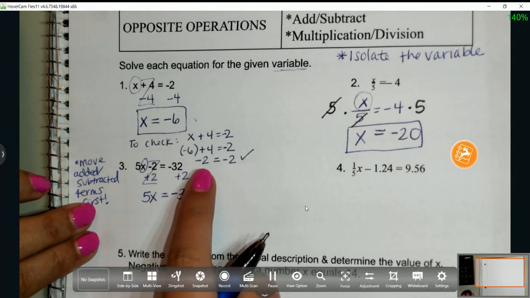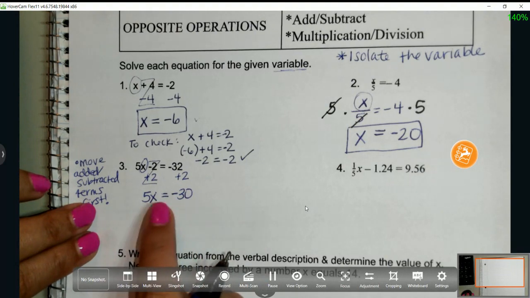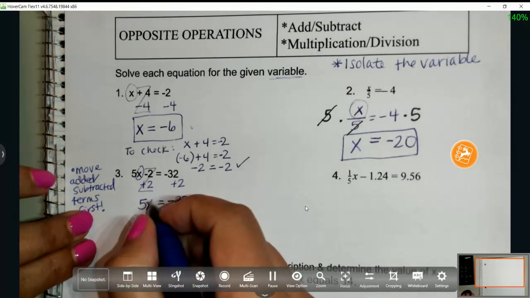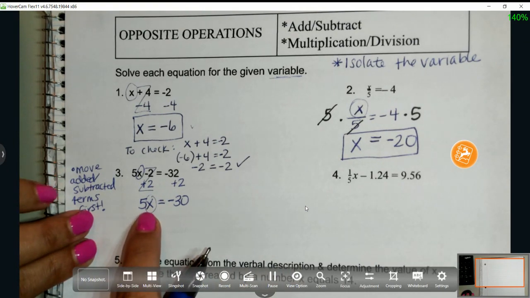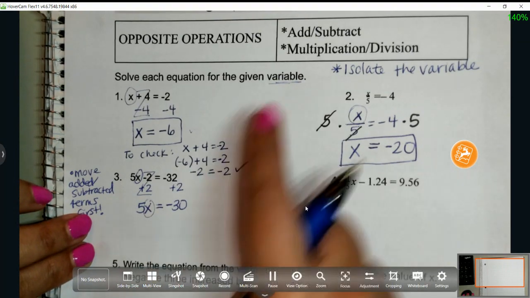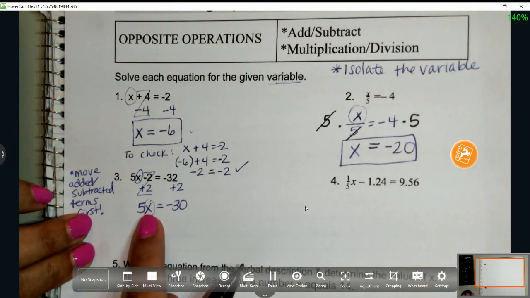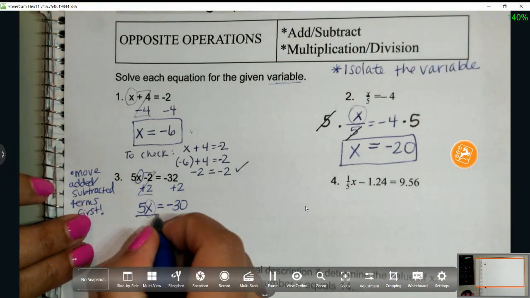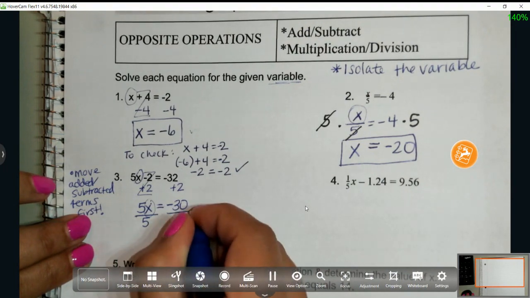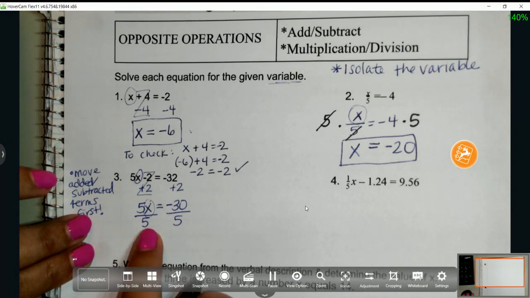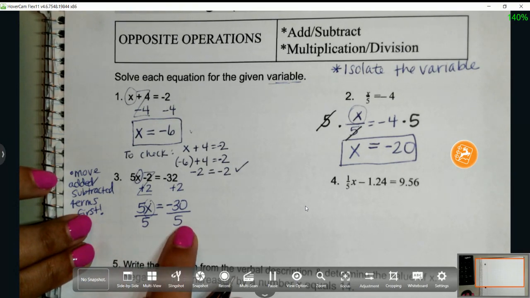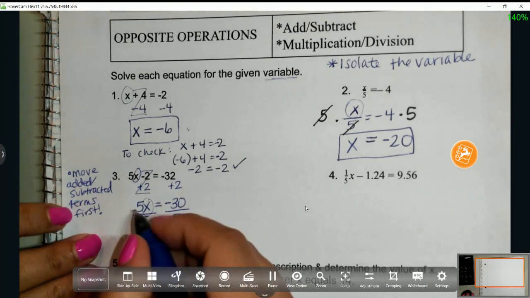And so after we're here, now we're back to asking ourselves again, I'm trying to get x alone. What's the opposite of whatever's happening to x right now? So now x is being multiplied by 5. So the opposite of multiplying x by 5 is going to be to divide x by 5. And what we do on one side of the equal sign, the equation, we have to do on the other to balance it.